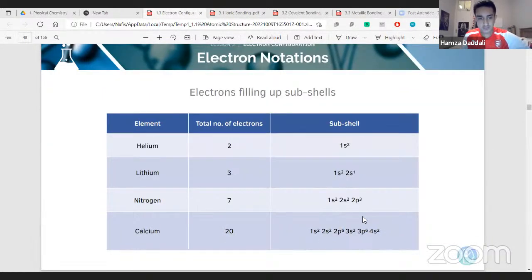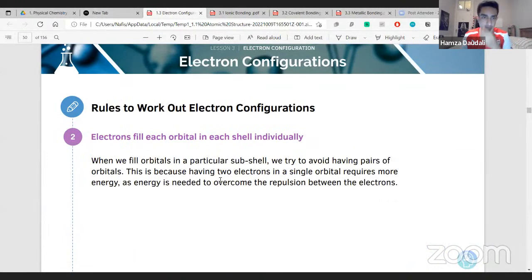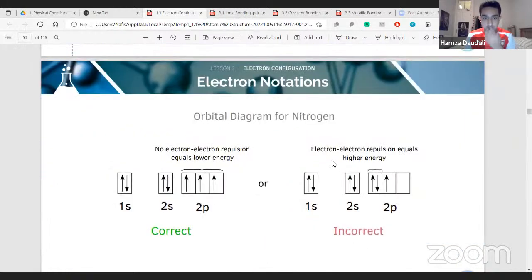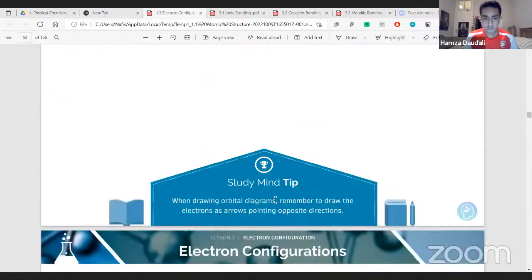So as you can see with calcium, you can see how you're filling, and then after calcium, it changes up. Electrons fill each orbital in each shell individually. When we fill orbitals in a particular subshell, we try to avoid pairing electrons because 2 electrons in a single orbital requires more energy, because there's a natural repulsion between the electrons. So in the 2p, you're trying to fill up first before pairing down. And that's called Hund's law.